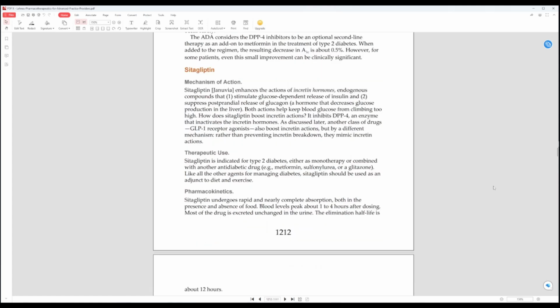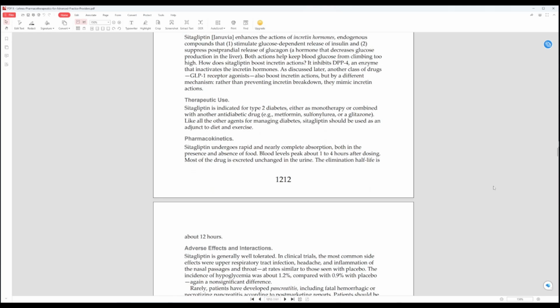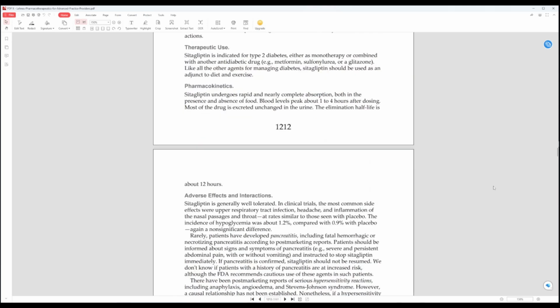Therapeutic use. Sitagliptin is indicated for type 2 diabetes, either as monotherapy or combined with another anti-diabetic drug. Like all the other agents for managing diabetes, sitagliptin should be used as an adjunct to diet and exercise.